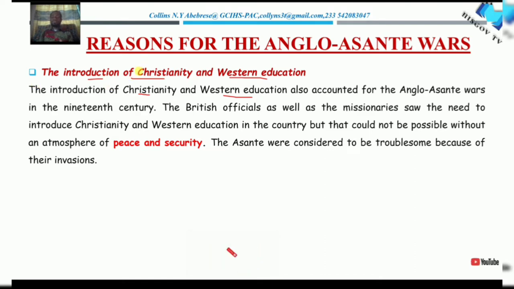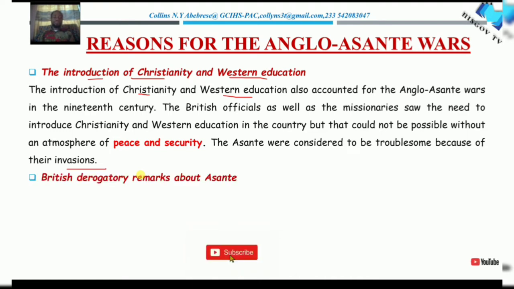Okay, and so some of the missionaries and the British officials could not carry out that task of introducing Christianity and Western education to the people without a peaceful atmosphere. All right, yes. And so the Asantes were then considered to be the troublesome ones because they were the ones who constantly invaded the southern states. And so there was a need for the British to engage the Asantes in so many battles so as to try and subdue them, to keep calm for the introduction of Christianity and Western education in the then Gold Coast.